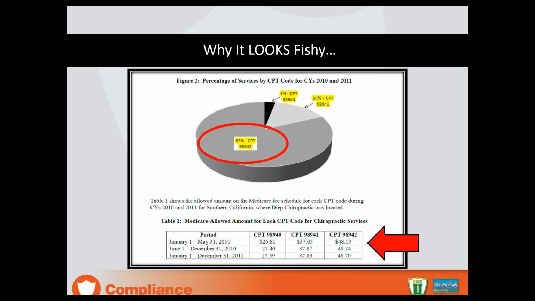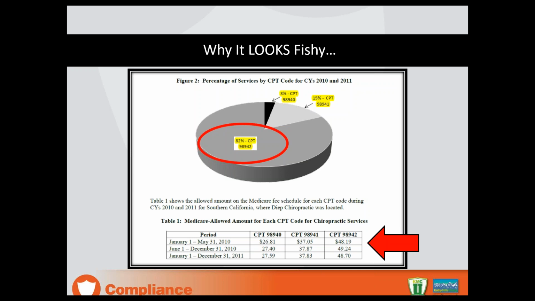And even though this is from a doctor that was in California, Dr. Deep, who had a $700,000 recoupment, this happened probably 4 or 5 years ago now. But this was in the report. So we can see here that 82% of his adjustment codes were billed as 98942. Doctors, that is a pattern.